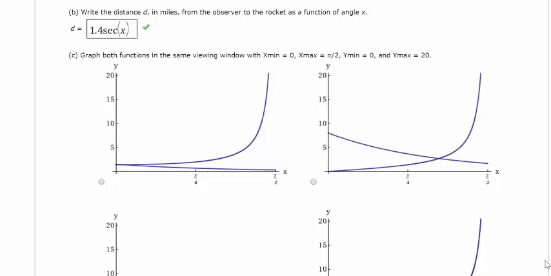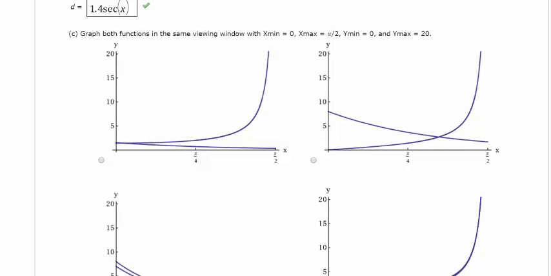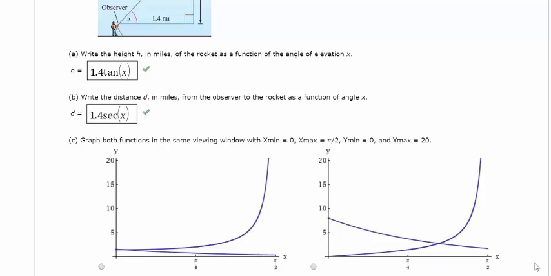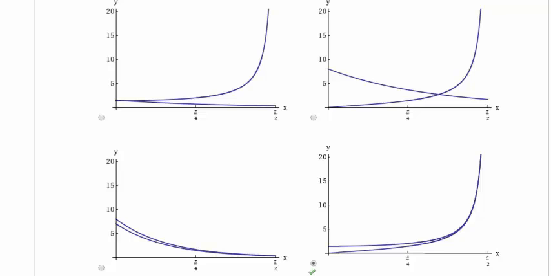As for part C, in WebAssign, you're asked to graph both functions in the same viewing window. Well, they're referring to a graphing calculator, which you could use in this problem. But I claim I can figure out the answer without a graphing calculator. I know that the graph of the tangent function that we got in part A, h equals 1.4 tangent of x, goes through 0, 0, which immediately eliminates two of the possibilities. So neither graph goes through 0, 0 in the first possibility or the third possibility. So the answer is either this graph or this graph.